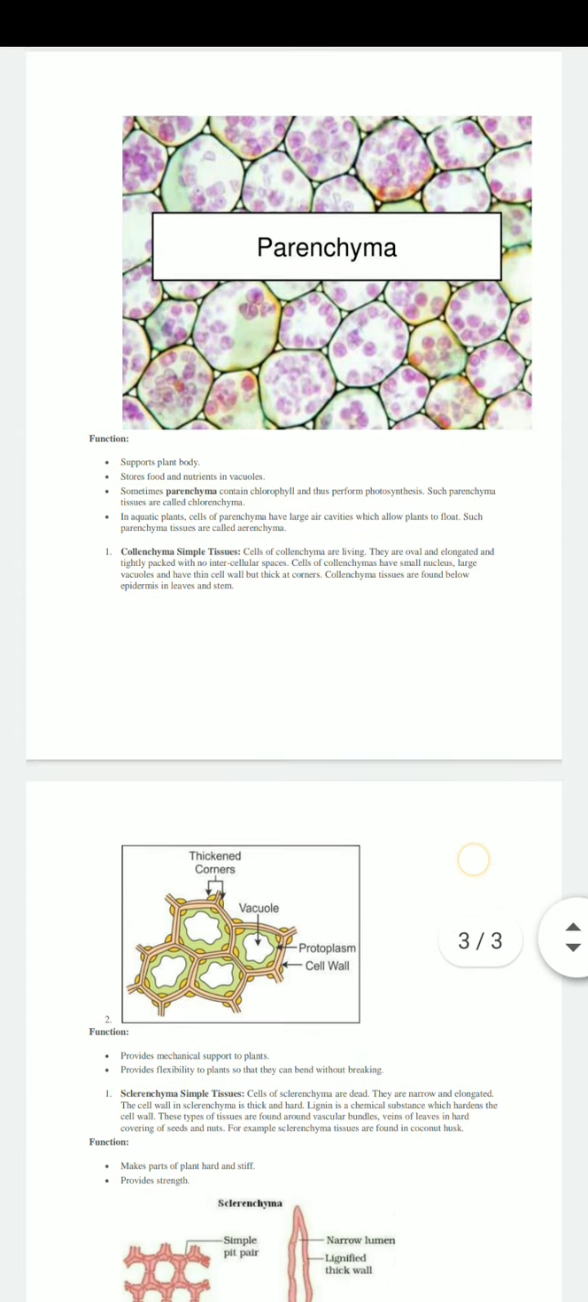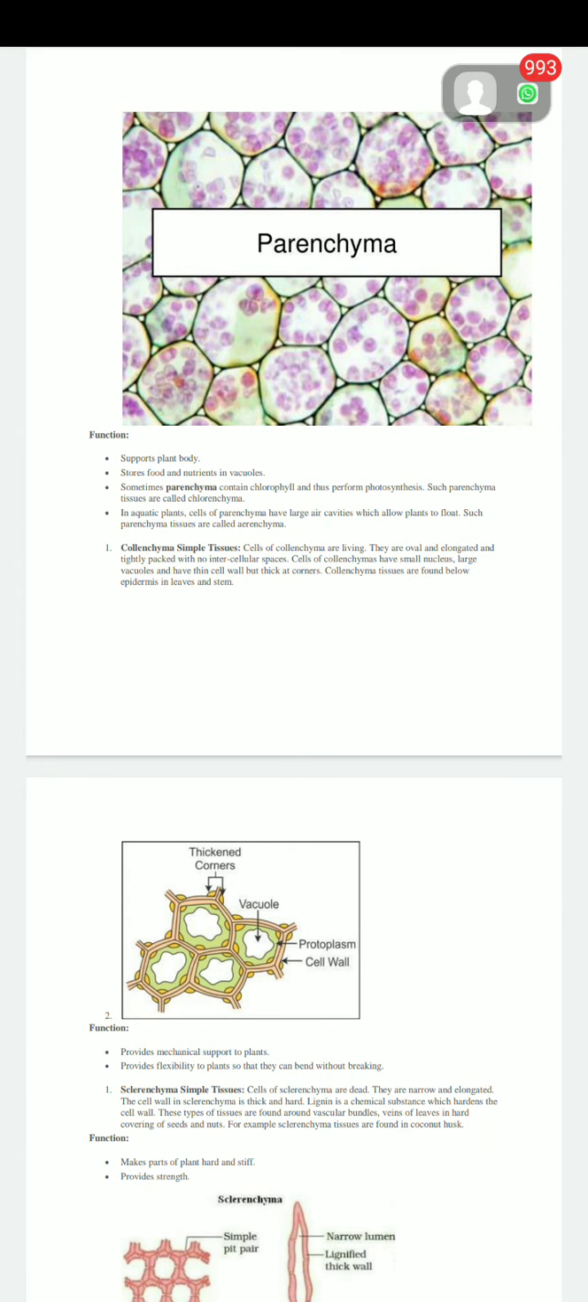See in the figure, they are thick at the corner. Collenchyma tissues are found below the epidermis in leaves and stem. Now, what are the functions of collenchyma? Collenchyma provides mechanical support to plants. They provide flexibility to plants so that they can bend without breaking. Now you understand about collenchyma.